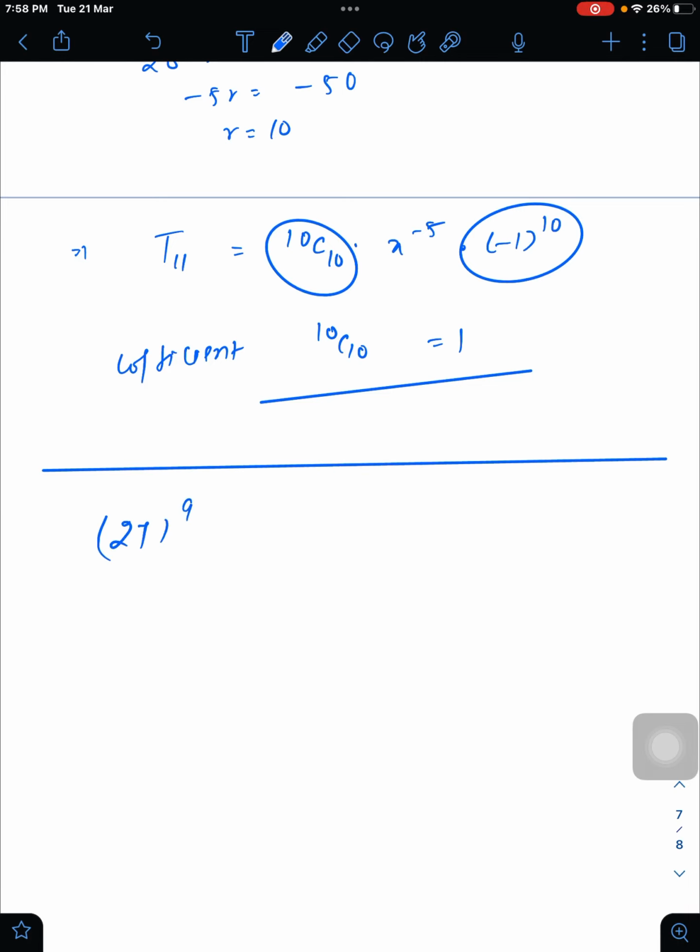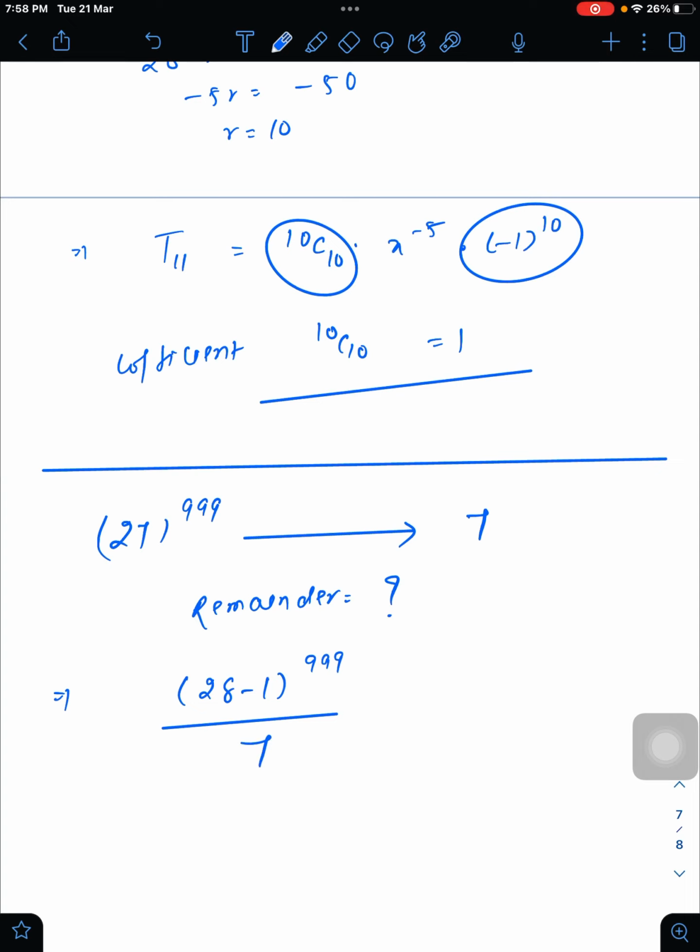Now look beta, 27 to the power 999 when divided by 7, we need to find the remainder. Am I clear? What we need to find? The remainder. So what is the procedure I am applying? Can I write it like this? 27 can be written as (28 minus 1) to the power 999 divided by 7. Now the question striking your mind is why I have written 28 and not any other number. So the answer is, what is the nearby value of 27 that is divisible by 7? You can say that it is 28. So that's why I have taken 28.